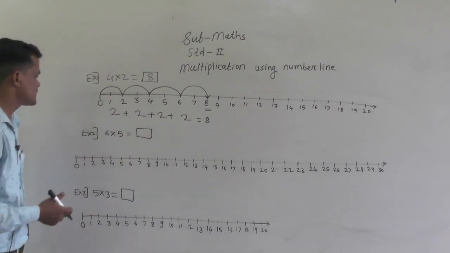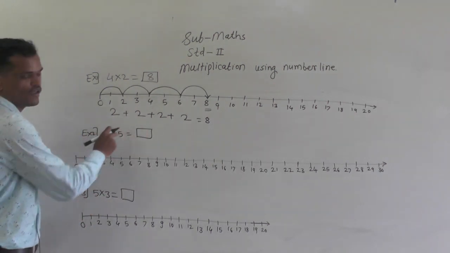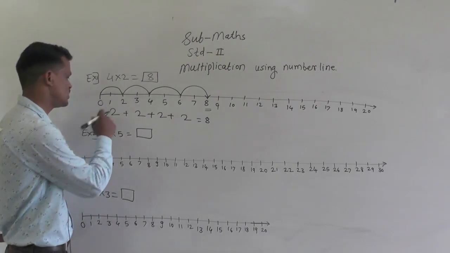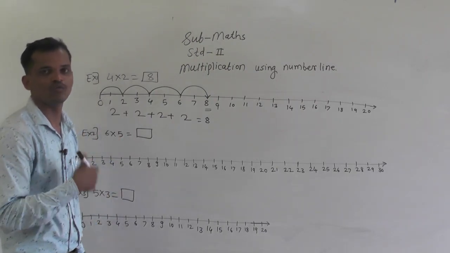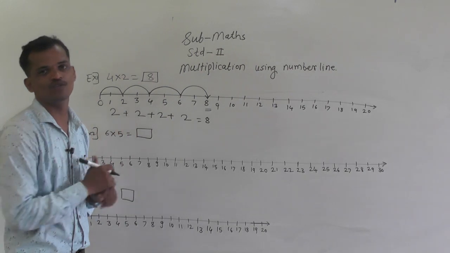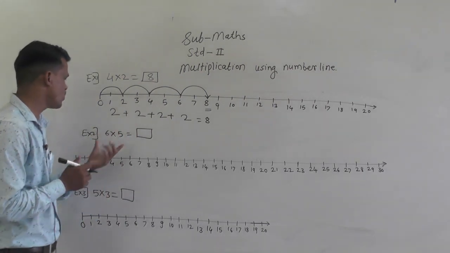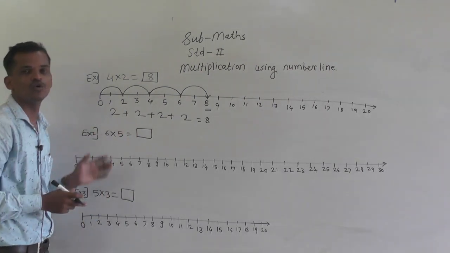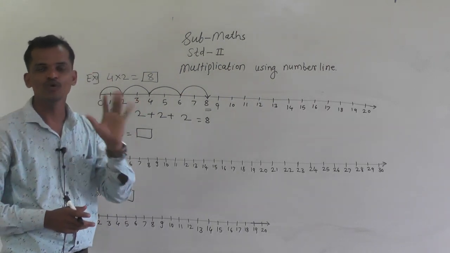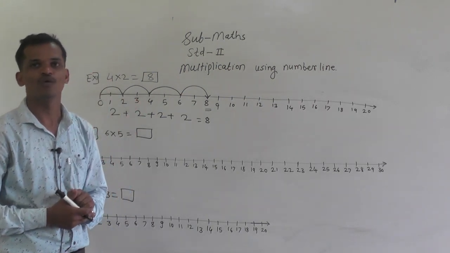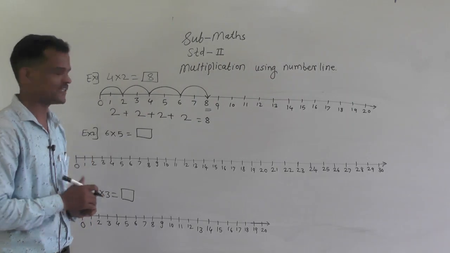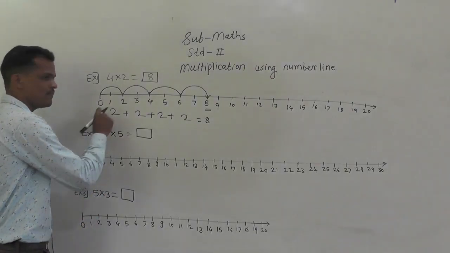Next, 6 multiply by 5. 6 into 5, we have to find out the product by using number line. What is the meaning of 6 multiply by 5? You have to add 5 six times, which means 6 times 5.